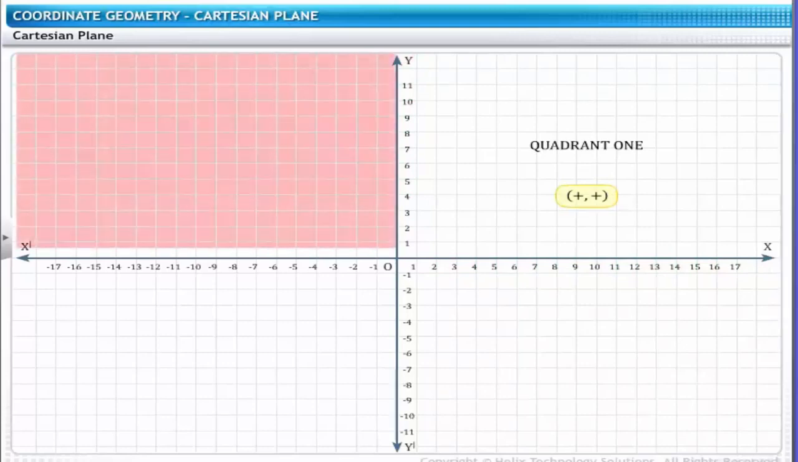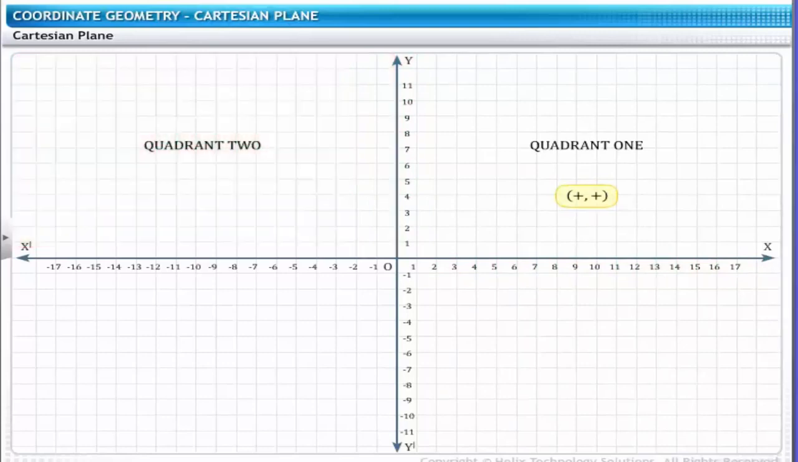X dash or Y is called quadrant 2. In this quadrant, X coordinates have negative values and Y coordinates have positive values. Therefore, this quadrant is of the type minus, plus.